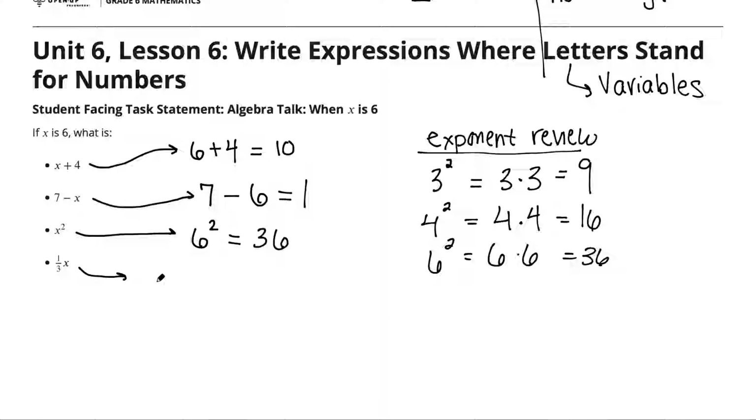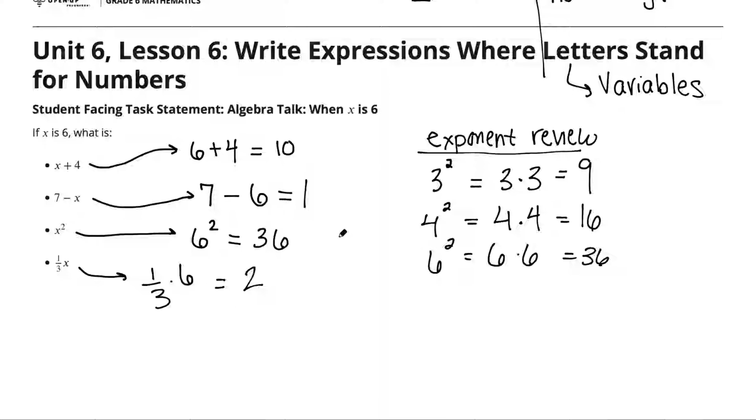All right, for my last one, this is 1/3 x. X is 6, so 1/3 times 6. Now we know this is the same as 6 times 1, which is 6, and over 3 is the same as dividing by 3. So 6 divided by 3 gives me 2. Okay, that was our first warm-up.